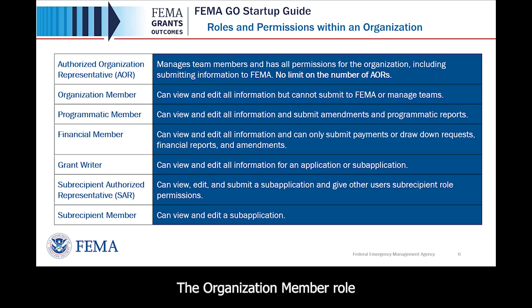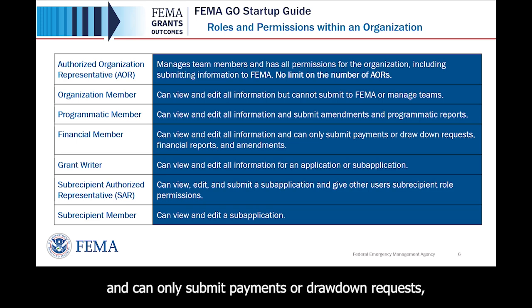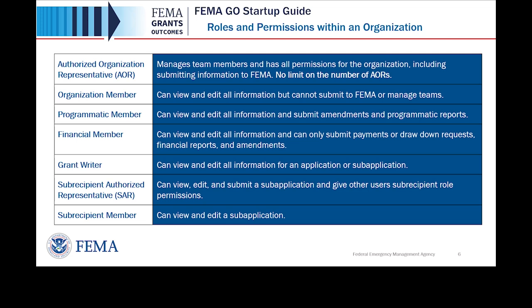The organization member role can view and edit all information, but cannot submit to FEMA or manage teams. The programmatic member role can view and edit all information and submit amendments and programmatic reports. The financial member role can view and edit all information and can only submit payments or drawdown requests, financial reports, and amendments. The grant writer role can view and edit all information for an application or sub-application.